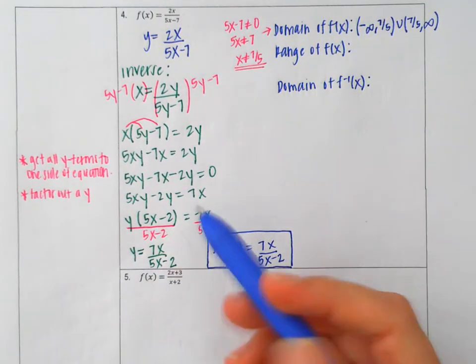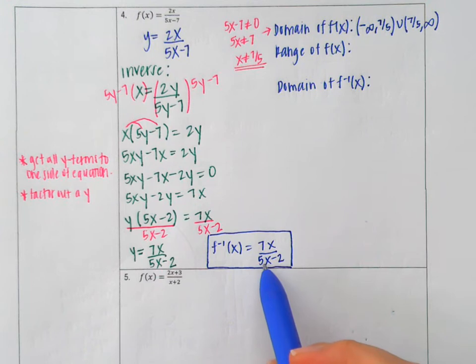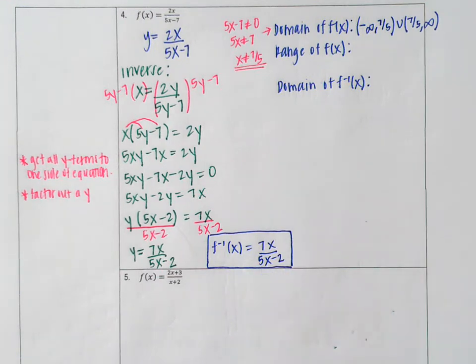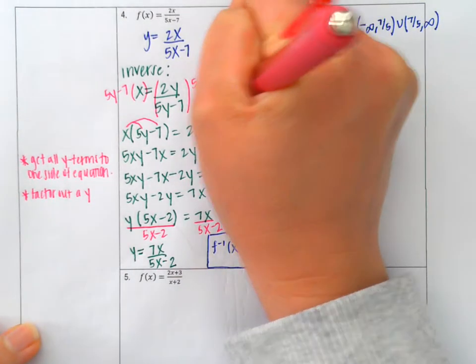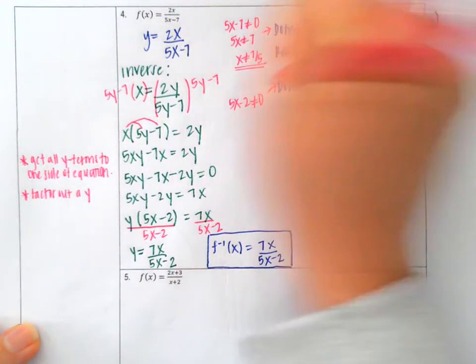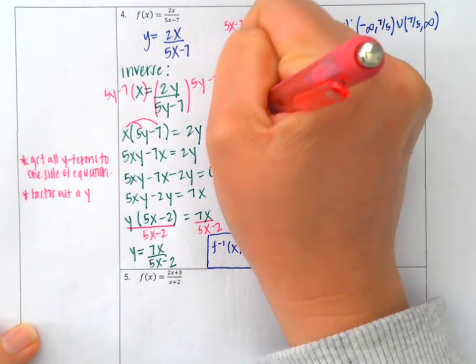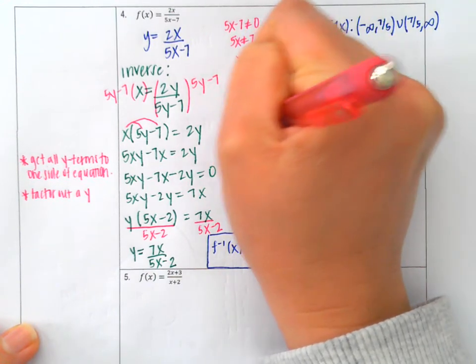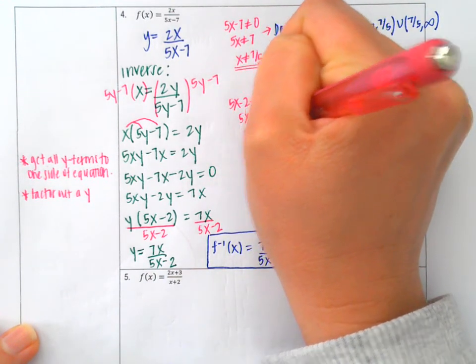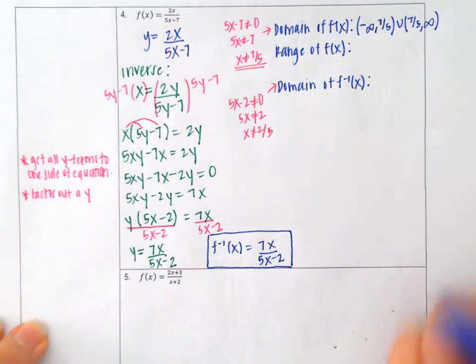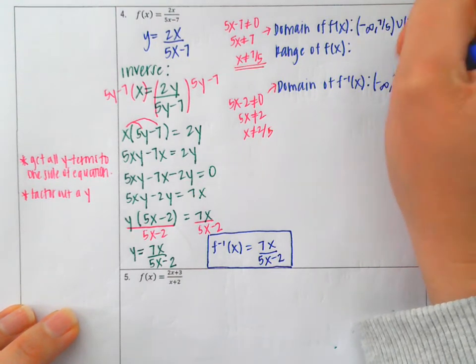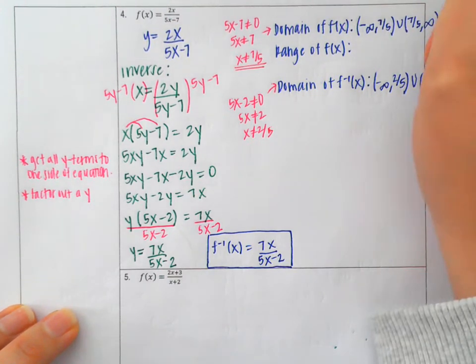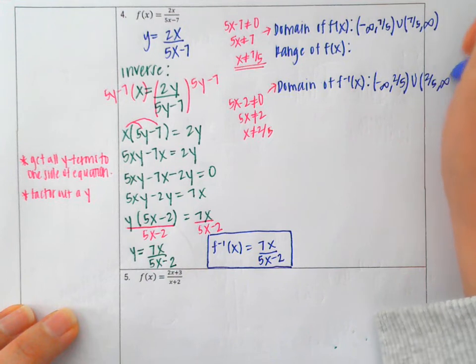Okay, so the domain of the inverse, we'd look at the inverse function. And again, it's a rational function. So we would want to set the denominator equal to 0 to find the excluded values. So 5x minus 2 can't be equal to 0. Add 2 to both sides. X can't be equal to 2/5. So then that's my domain. So again, it's negative infinity to 2/5 union 2/5 to infinity.